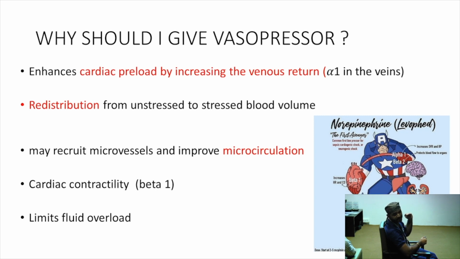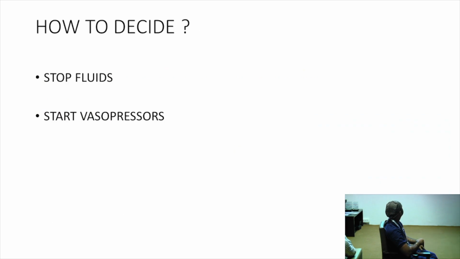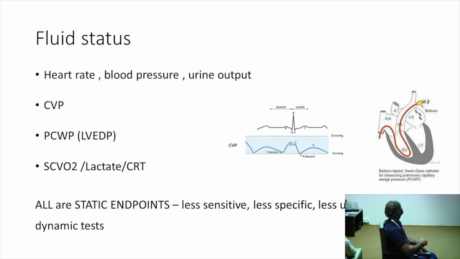That's how it helps in increasing the cardiac output. So this is the important thing: how to decide how much fluid to be given, when to stop fluids, and when to start vasopressors. Most of us go by these parameters. We used to go by these parameters.